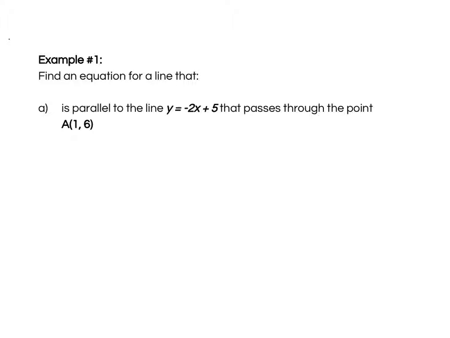So in this example, I'm saying find an equation for a line that is parallel to the line y equals -2x plus 5 and passes through the point (1, 6). All right, so I'm going to highlight this bit about it being parallel because that's important. So as soon as I know that the lines are parallel, I know that the slope is going to be the same for these two lines. So I can right away go and write out that my equation of my line is going to have, if it's in the form y equals mx plus b, I know that now the slope of my line is going to be -2.